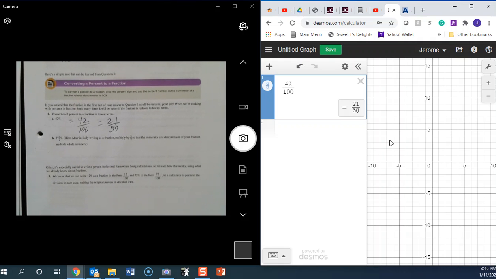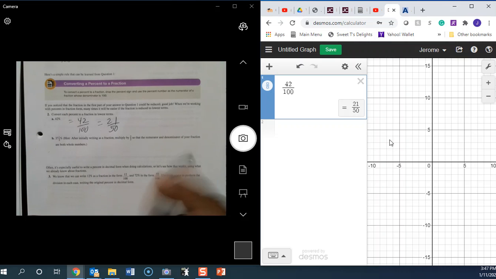Now we look here at B. 37.5%. Hint, after initially writing as a fraction, now we don't have to do this, but if you choose to do it, that's fine. It says multiply by 2 over 2 so that the numerator and denominator of your fraction are both whole numbers. But this is what we could do.